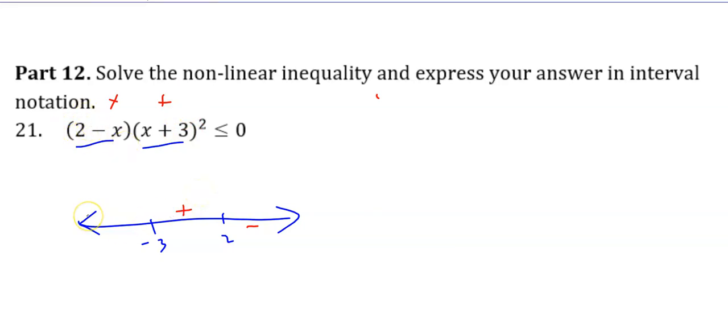And plug in a number smaller than negative 3. How about negative 10? So 2 minus negative 10 is positive. Negative 10 plus 3 is negative, but squared is going to be positive. So that's also going to be positive.